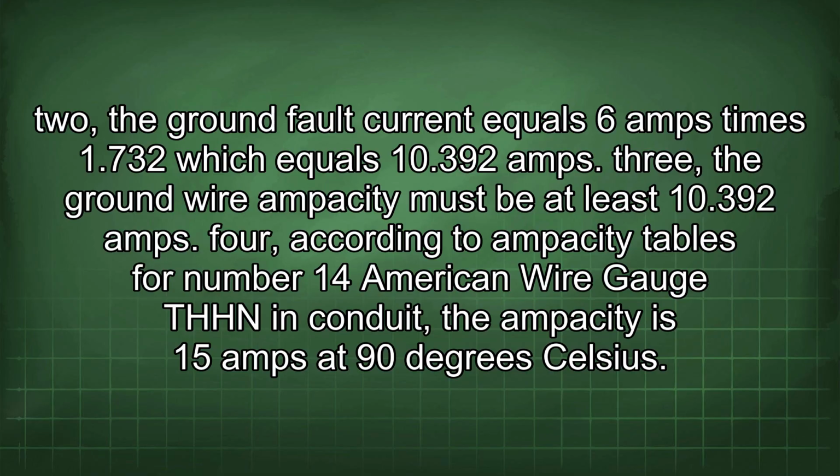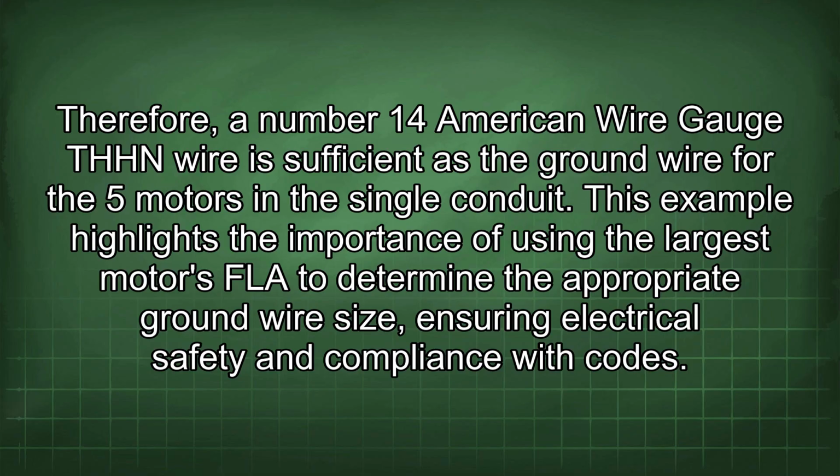4. According to ampacity tables for number 14 American wire gauge THHN in conduit, the ampacity is 15 amps at 90 degrees Celsius. Therefore, a number 14 American wire gauge THHN wire is sufficient as the ground wire for the 5 motors in a single conduit.